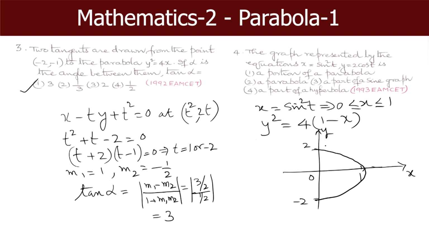It cannot lie towards the left of the y axis. It's not the entire parabola y² = 4(1 - x). It's only a portion of the parabola, which is restricted to lie between x = 0 and x = 1. Okay? And therefore, this is a portion of a parabola. First choice is correct. That's EAPCET 93. First choice is the correct option.